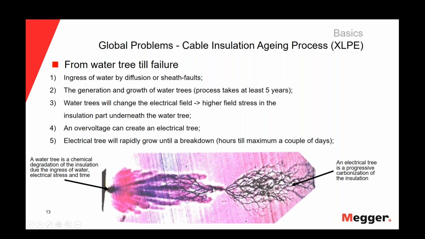And there is the no-return point, when we have the starting of the partial discharge and then the electrical tree. And finally, we will have a fault. So this is pretty much the process, from starting with the wire tree and then the conversion into an electrical tree.